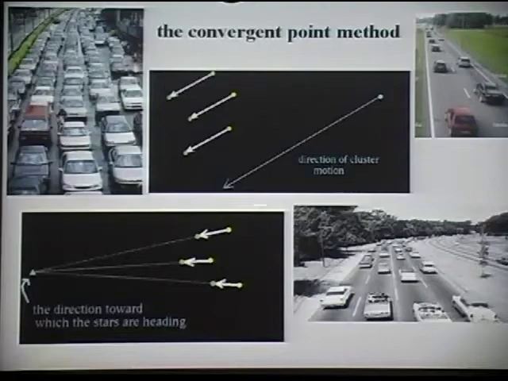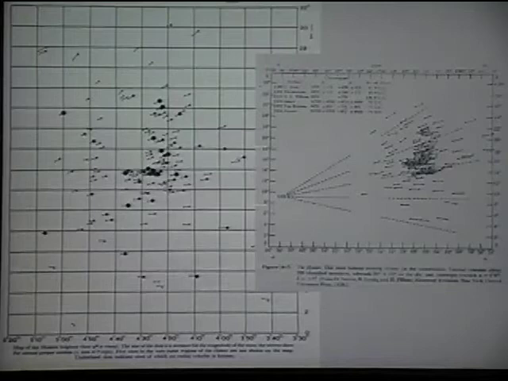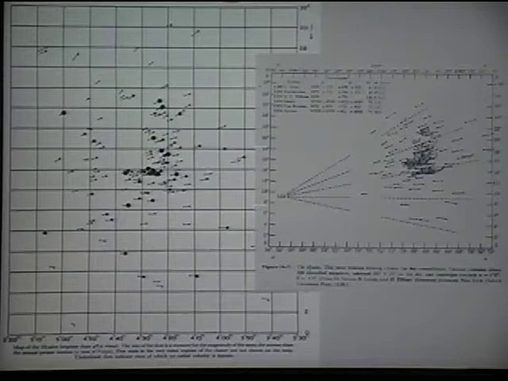So these are the measurements, and you can't see a whole lot on here, but these are the measurements of the motions of the stars in the Hyades cluster. The dots are the stars in the cluster, and the little lines are the directions, the vectors, if you will, that point out the direction in which those stars are moving. The one on the left just has all those little motion vectors. The one on the right extends all those vectors to show where they're going. And the Hyades cluster has a convergent point. All those stars appear to be heading toward that same point.